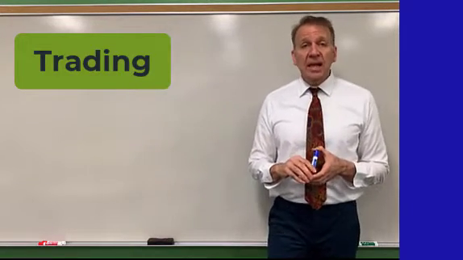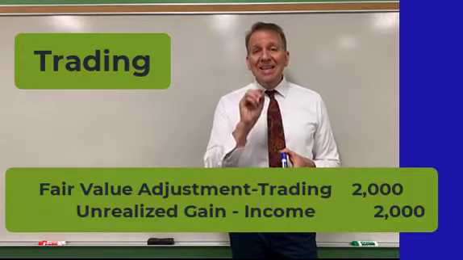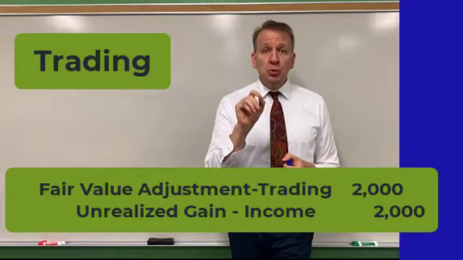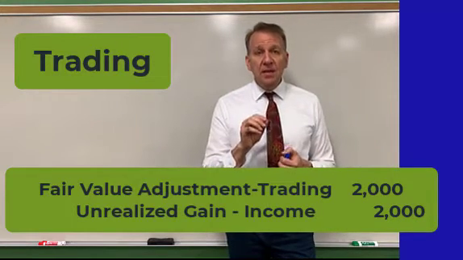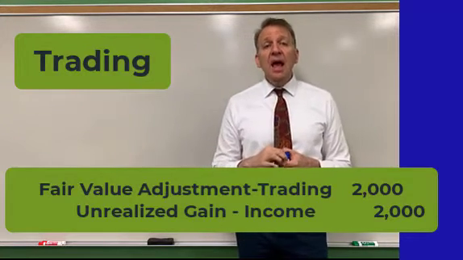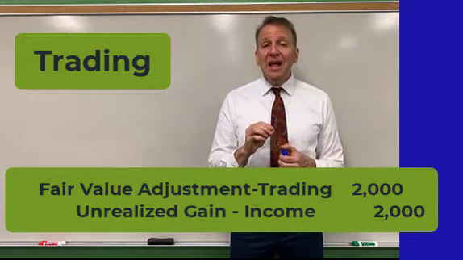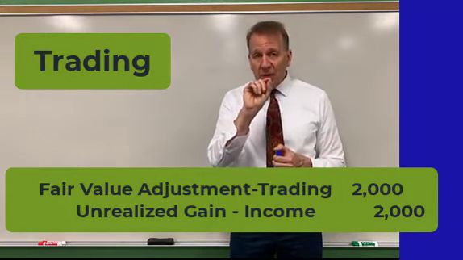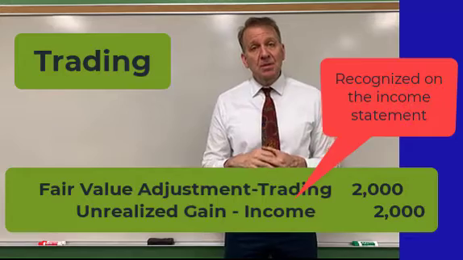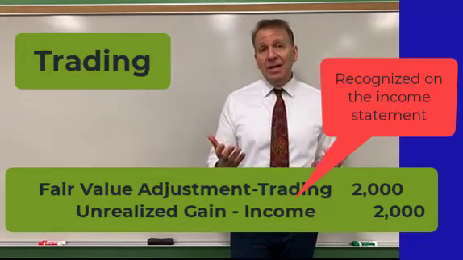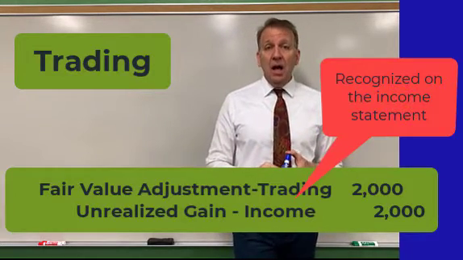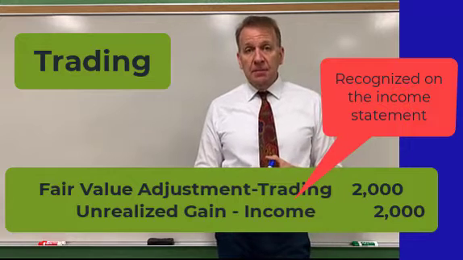So we would debit an account called fair value adjustment dash trading. We're going to be specific and say what type of investment this is. This is a trading type investment. So we'll debit the fair value adjustment account $2,000, dash trading, and then we will credit unrealized gain, dash income, because it's going to be on the income statement. We're going to put this $2,000 gain on our income statement. It's unrealized because we didn't actually sell, it's just an increase in the portfolio value, but still we're going to recognize it as an unrealized gain on our income statement.